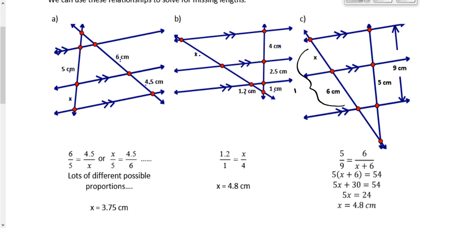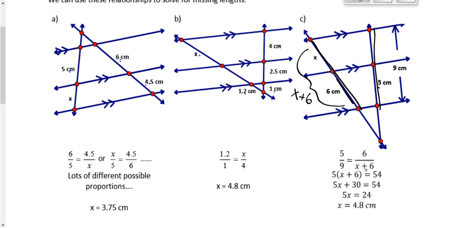Now we got to do that. There is another way to do it, but our immediate look says we got to do that, right? So now our x is wrapped up in this expression x plus 6. So we can say 5 over this whole thing, 9, is going to be equal to 6 over the whole thing, x plus 6. Okay?